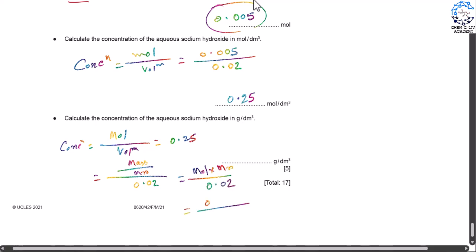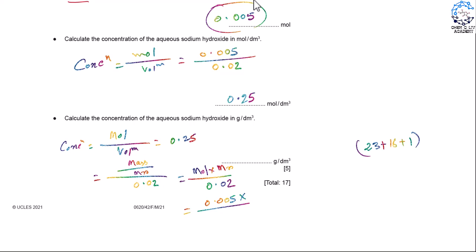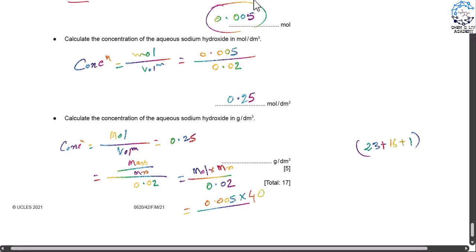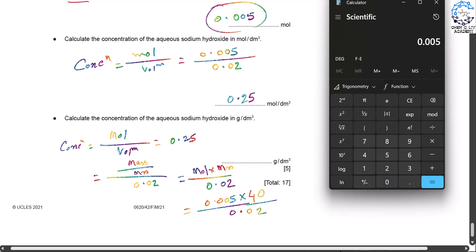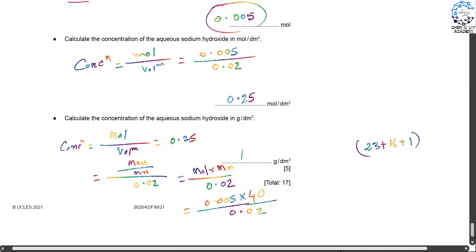So here mass equals mole times Mr divided by 0.02, right? So mole we got 0.005. Mr of sodium hydroxide is 40. You can calculate it like 23 plus 16 plus 1, right? 16 is for oxygen, 1 for hydrogen, 23 for sodium. So 40. So 0.005 times 40 divided by 0.02. We're getting 10 gram per decimeter cube, right? So this is how we can calculate. Here we just convert this mole in terms of mass.